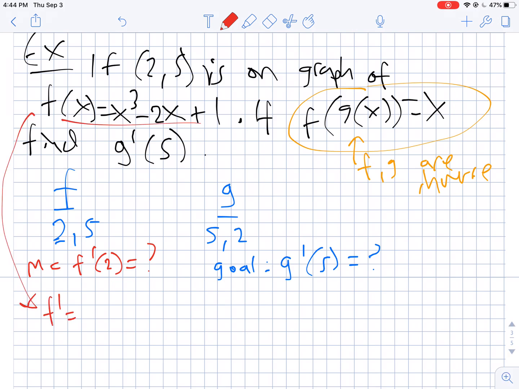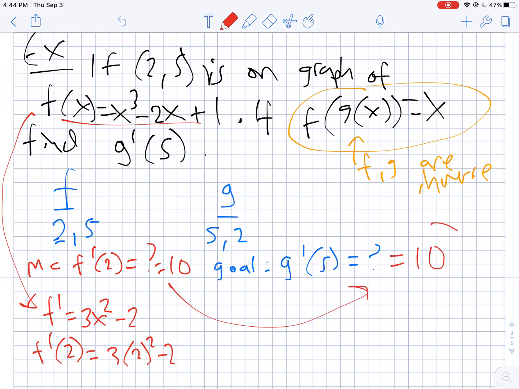So f prime is 3x squared minus 2. So f prime of 2 is equal to 3 times 2 squared minus 2. That's 12 minus 2, which is 10. Okay, so that means that my inverse slope here is actually equal to 1 divided by 10, the reciprocal of this.